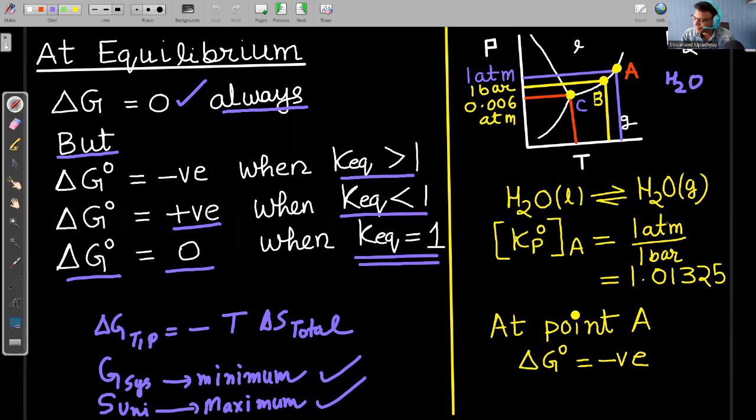So that is the vapor pressure of water under the given condition where it is in equilibrium, divided by the standard pressure, that is equal to 1 bar. So 1 atm is 1.01325 bars. So the equilibrium constant here is greater than 1. And because of that, we can say that at point A, since the equilibrium constant is greater than 1, delta G naught will be negative.